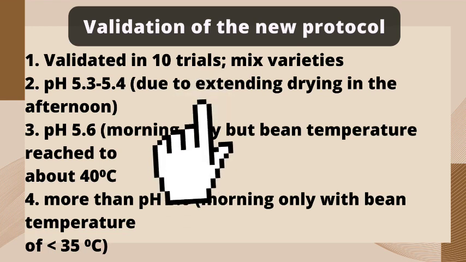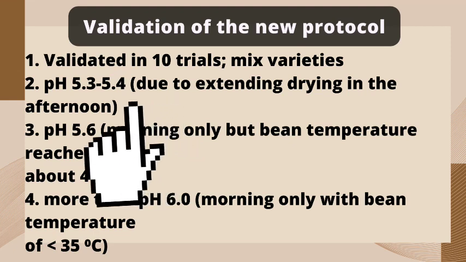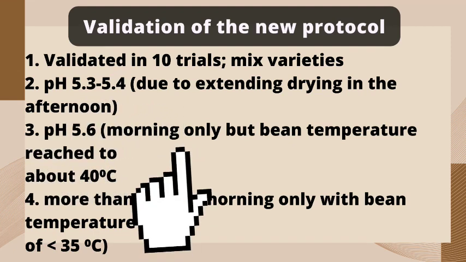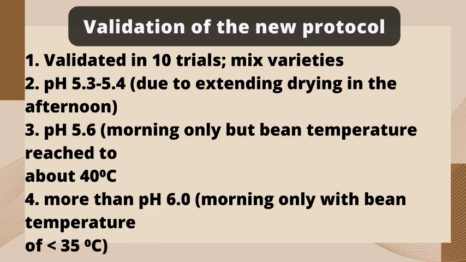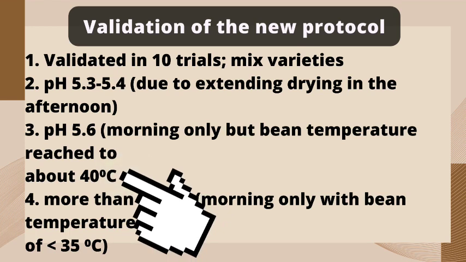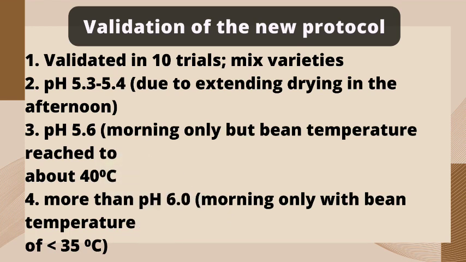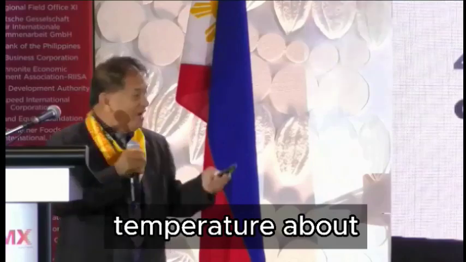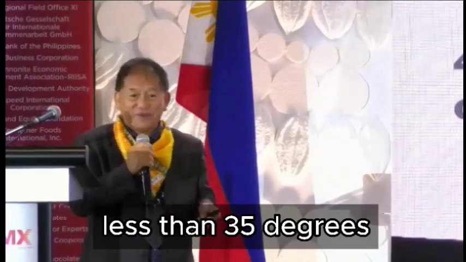When we extend the drying in the afternoon, what will happen? Still acidic, 5.3 to 5.4. Okay, we remove the afternoon, we just do it in the morning, but we still get acidic beans. Why? Because the bean temperature reached over 40 degrees. And in order to have a pH above 6, going to very slightly acidic, morning only, with bean temperature less than 35 degrees.